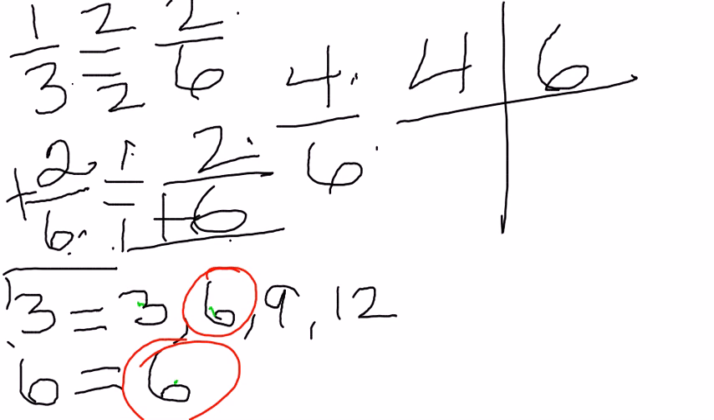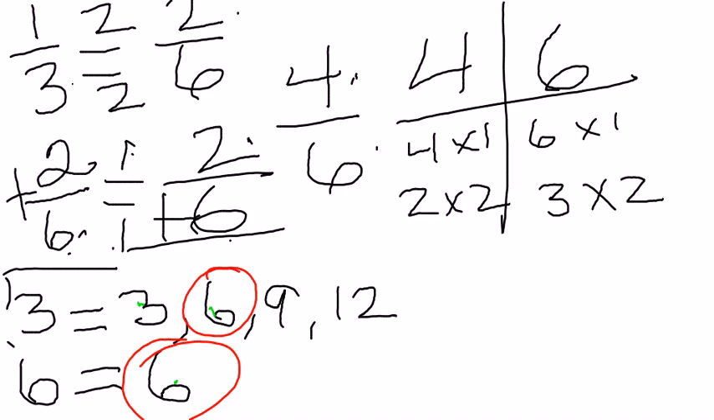and think of all the factors I can for 4 and 6. So starting with 4, I know that 4 times 1 is 4, and 2 times 2 is 4. With 6, I know that 6 times 1 is 6, and I know that 3 times 2 is 6. I now want to look for numbers that are on both sides of the T. I have a 1 on both sides. I have a 2 on both sides. I do not have a 4 on this side. I do not have a 6 on the other side. I do not have another 2 on the 6 side, and I do not have a 3 on the 4 side.